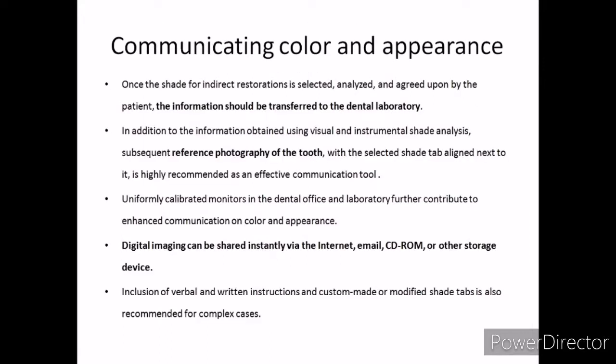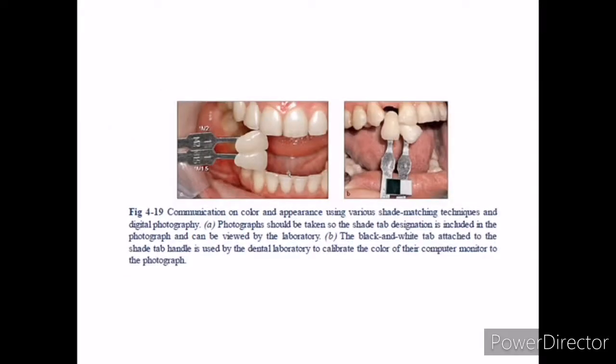Communicating the color to the lab is very important for a successful restoration. So we have to inform them about the shade along with a reference photograph. This is an example of how the shade matching is done. Whenever possible, you should place a tab in the same plane as that of the teeth.